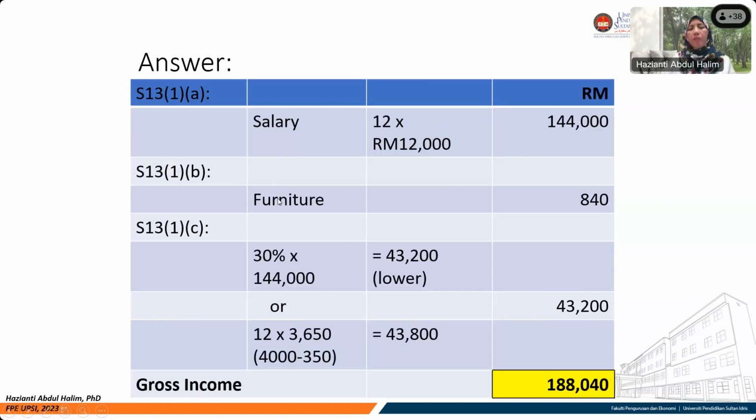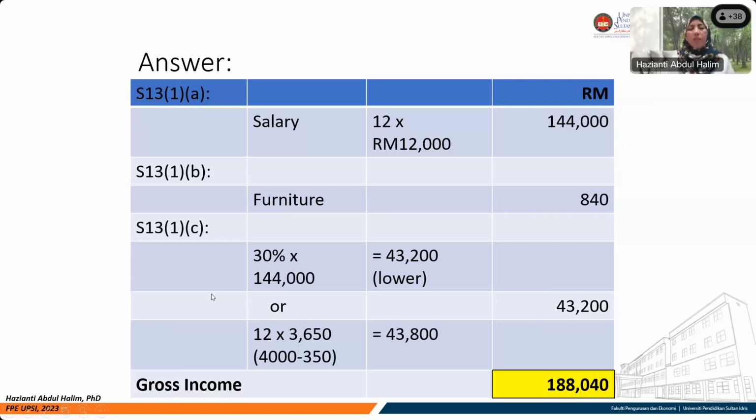So remember, dia dapat rumah dia semi-furnished. So furniture will go here, section 31B, furniture. 840 sebab semi-furnished tadi kan. Section 31C, okay, dia dapat rumah tu, we want to know the 30% or the refund value. Mana-mana you nak tulis mana-mana kat atas pun boleh, saya tak kisah. Yang penting you get the calculation right.